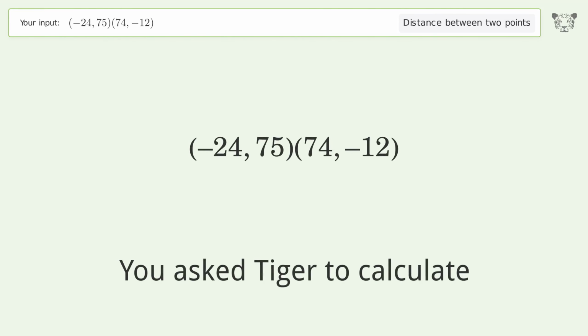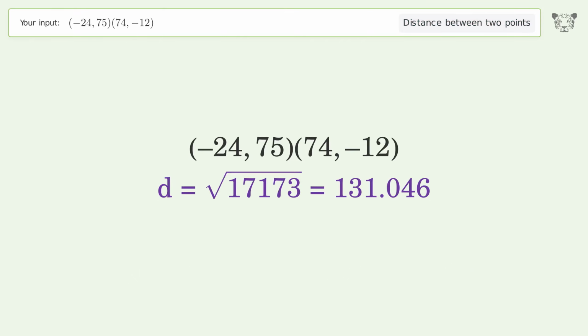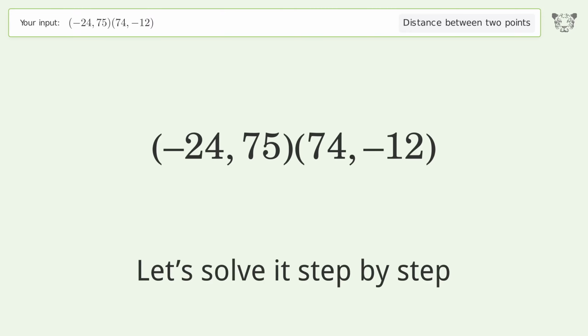You ask Tiger to calculate. This deals with the distance between 2 points. The distance between the 2 points is the square root of 17,173, or 131.046. Let's solve it step by step.